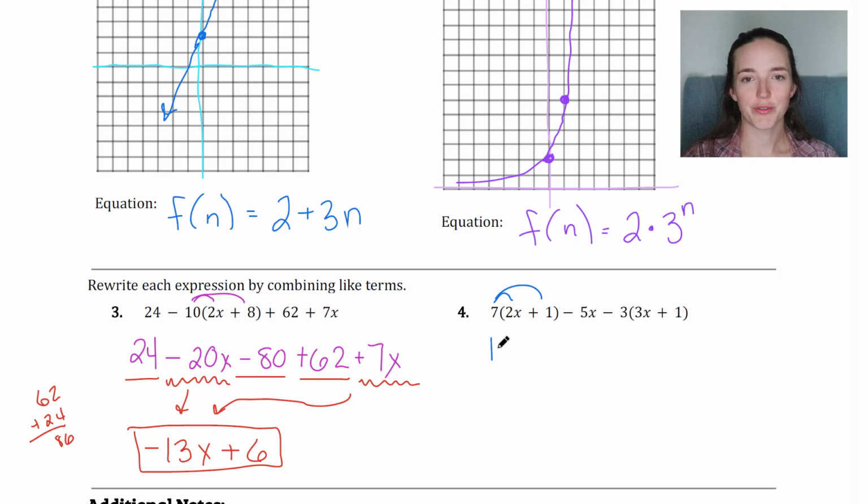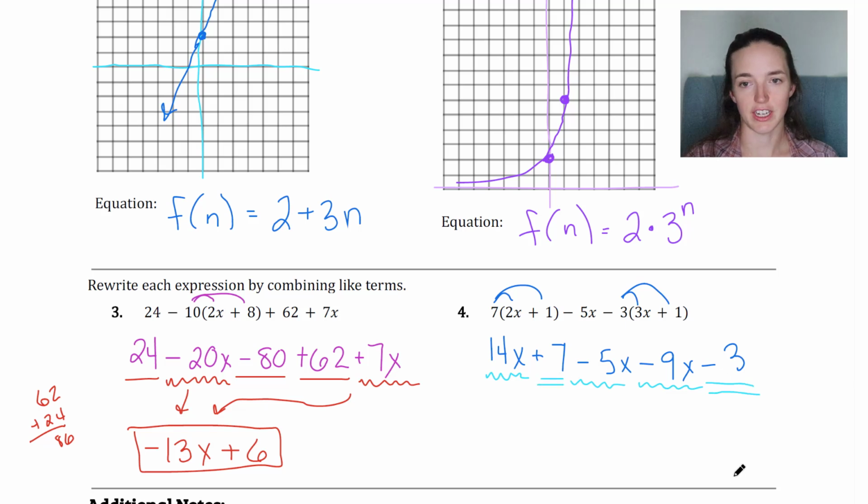Okay, distributing here, 14x plus 7. This stays the same. And then distributing here, negative 9x and then minus 3. Don't forget that that negative gets multiplied as well. Okay, 14x, negative 5x, negative 9x, all like terms. And then 7, negative 3 are like terms. So 14 minus 5 minus 9 is 0. So those just kind of cancel out. And we're left with 4.